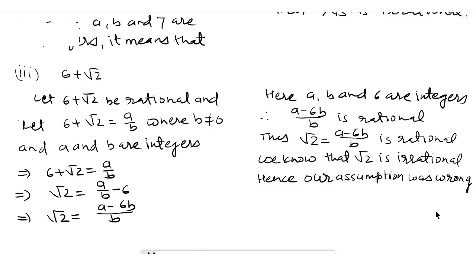And what we had assumed? We had assumed that 6 plus root 2 is rational, and our assumption was wrong. Therefore, 6 plus root 2 is irrational. We have proved it by method of contradiction. By this we have also proved that the sum of a rational number and irrational number is also irrational.